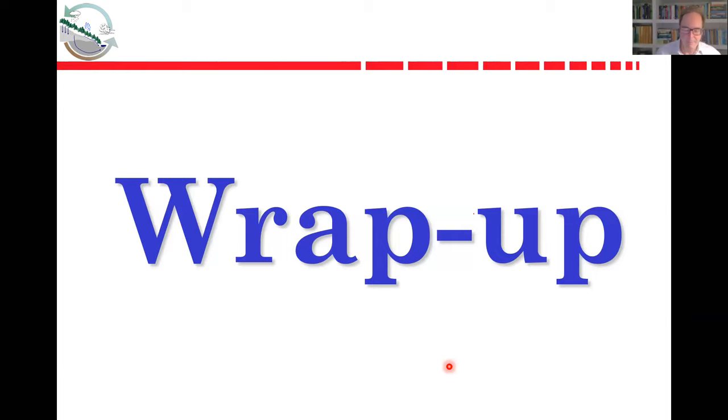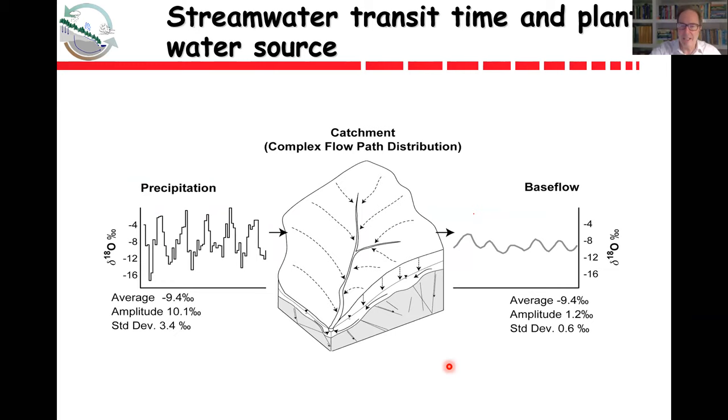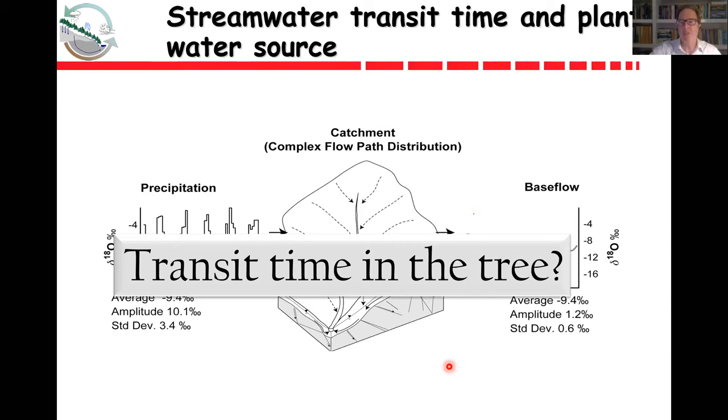Let me try to wrap up here and tell you about some new and future work that might try to bring some of this together. Again, what we've been talking about are the transit times through catchments. And I want to finish with some examples just to whet your appetite for what can be done, maybe in your own work or future work, and with Professor Pan, I wanted him to see this in terms of work possibly in China.